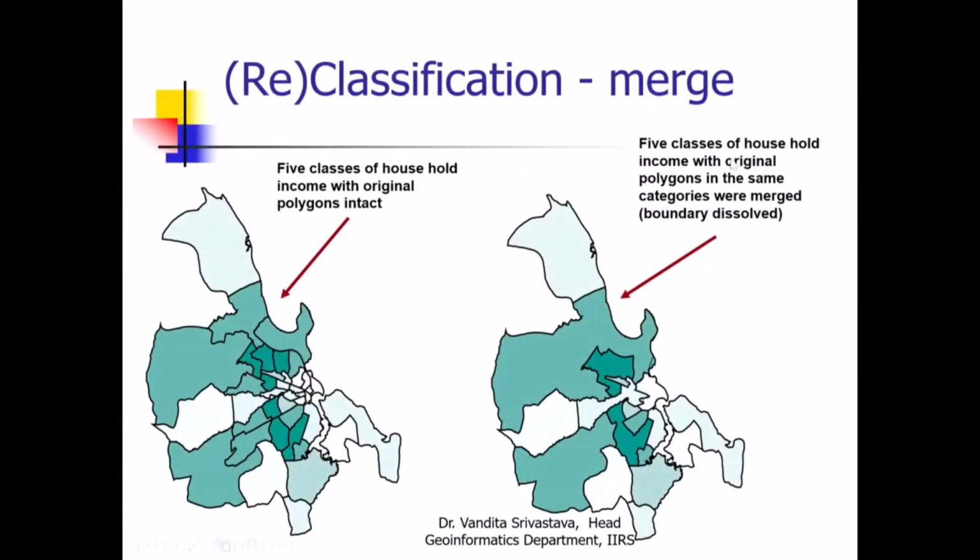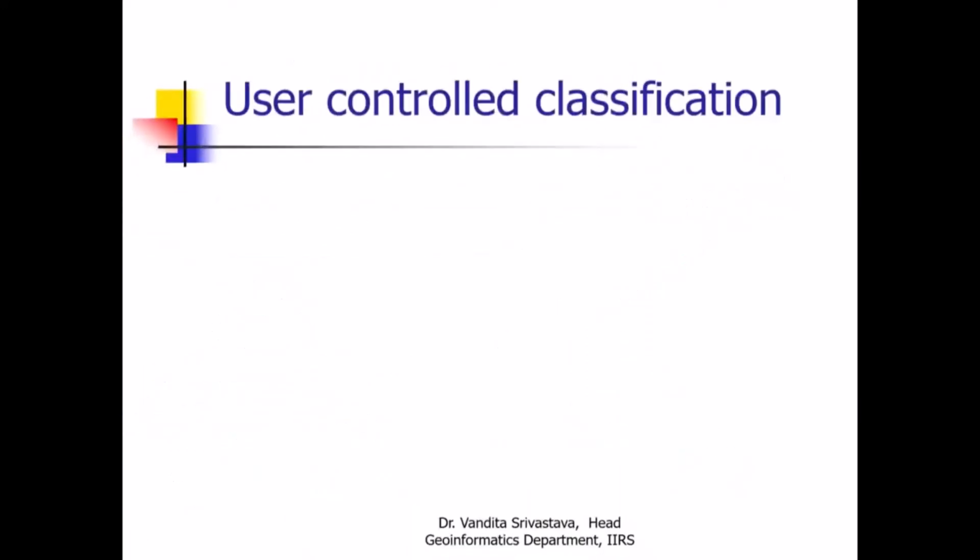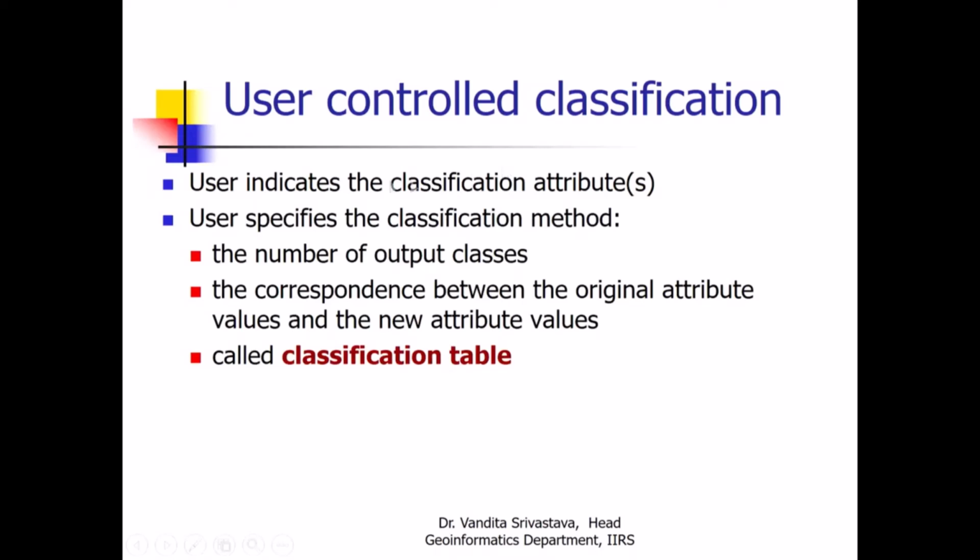This dissolving could be called merging or dissolving. That depends upon how the software is written, what they are calling. So you need to read each and every command, what it represents, so that you can make best use of it. Okay. Now, user controlled classification, I told that the user indicates the classification attributes and specifies the classification method.